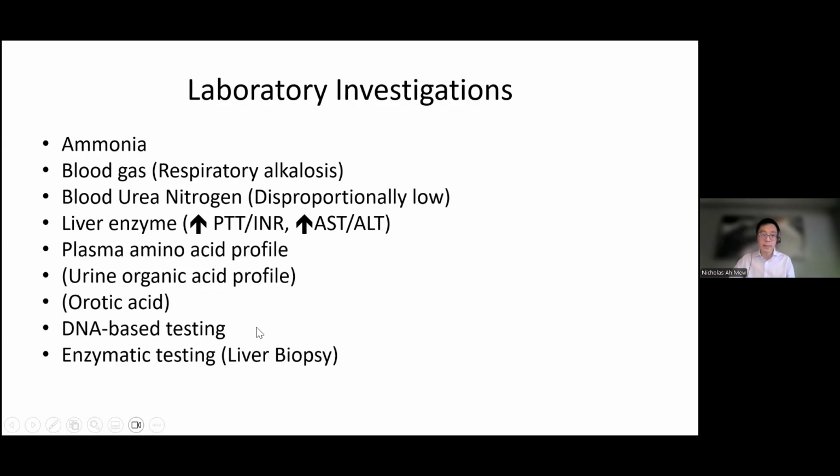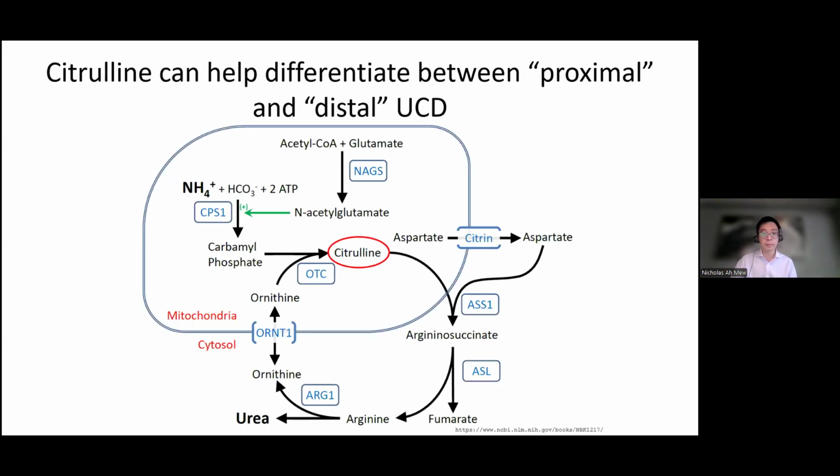Of course, you can always get DNA-based testing and enzymatic testing as well, although this to some degree has fallen out of favor for most disorders. It requires a liver biopsy, and this is done less and less frequently. And in fact, in North America, I don't know anywhere currently right now where they're offering UCD enzyme analysis of liver samples.